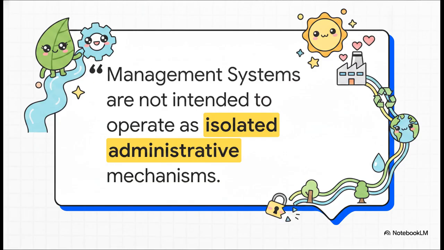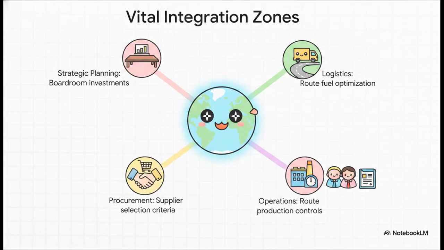Clause 4.4 states it perfectly. It says, environmental management systems are not intended to operate as isolated administrative mechanisms. So basically, environmental responsibility cannot be locked away in some powerless, isolated back-office department. It literally has to be the lifeblood of the organization. And what that means in practice is injecting environmental awareness into every single corner of your map.